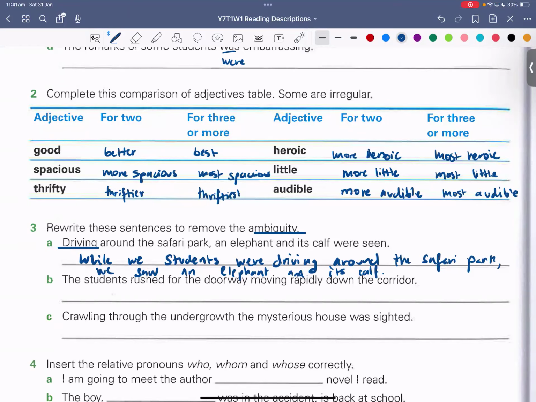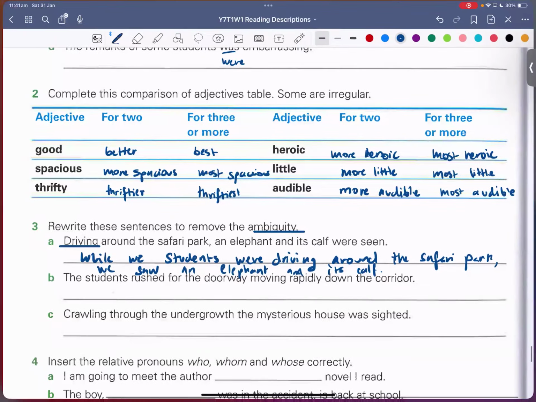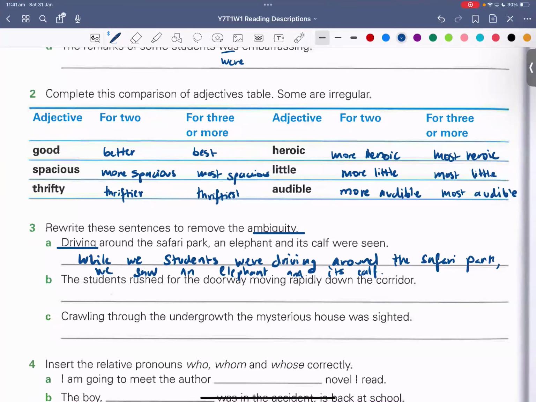Students rush for the doorway, moving rapidly down the corridor. Firstly, what here is ambiguous? Not quite. It's not about needing details of the story. It's more like a single word here is being vague. It's moving. Who is moving? Is it the students or the doorway that's moving rapidly?